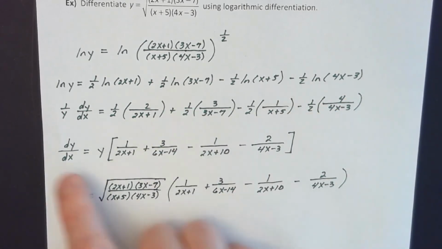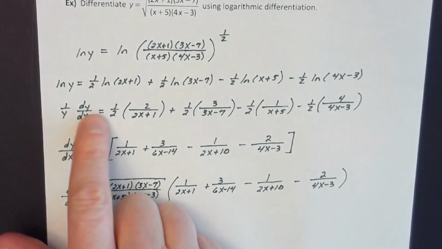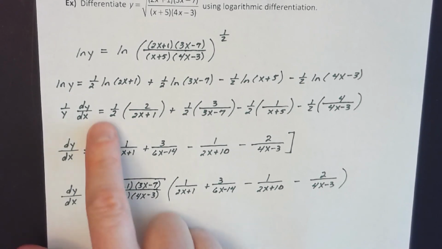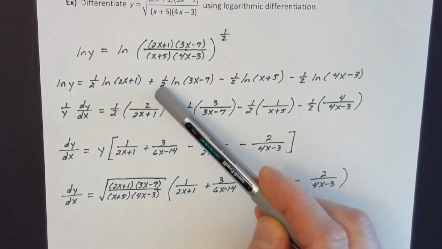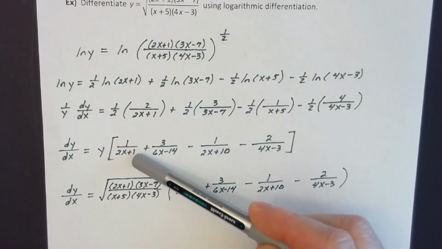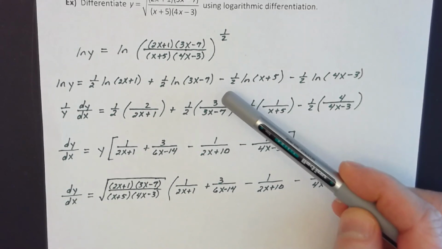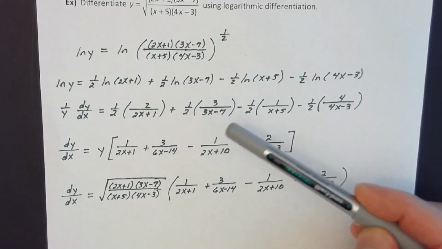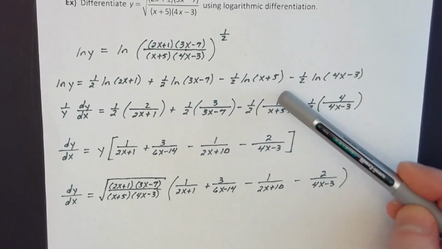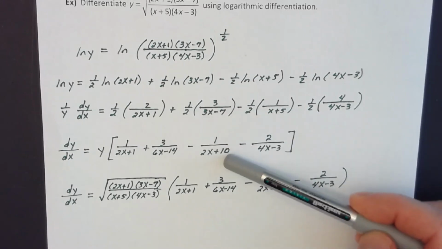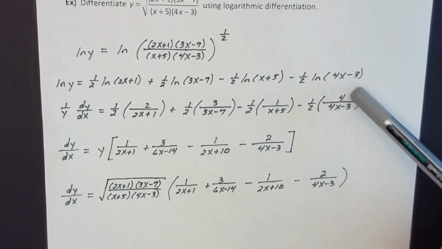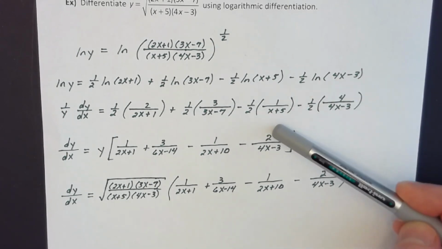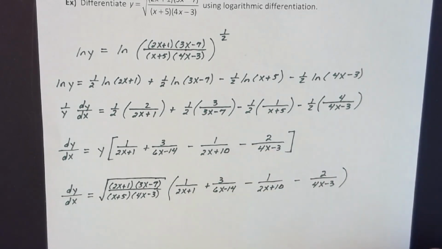From this step to this step, all I did is I said, well, in order to solve for dy dx, you'd need to multiply by y on both sides. So I did that. And at the same time, I simplified some of my fractions. Here I saw that the 2's would cancel and I just have 1 over 2x plus 1. Here, nothing canceled and I just have 3 over, I distributed 2 throughout that group and got 6x minus 14. Minus 1 over, I distributed 2 through that group and got 2x plus 10. And then minus, 4 over 2 did cancel here, so that's why I have a 2 in the numerator. And then I have my denominator of 4x minus 3.